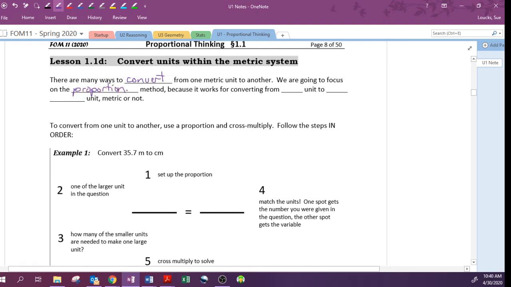A couple reasons for that. One is because, well, the unit is called proportional thinking. But more important is that the proportion method works to convert from any unit to any other unit. And you don't have to think about whether you're multiplying or dividing, because you're using a proportion and we're going to cross multiply and divide, so you're actually doing both every time. So that makes it easier, okay?